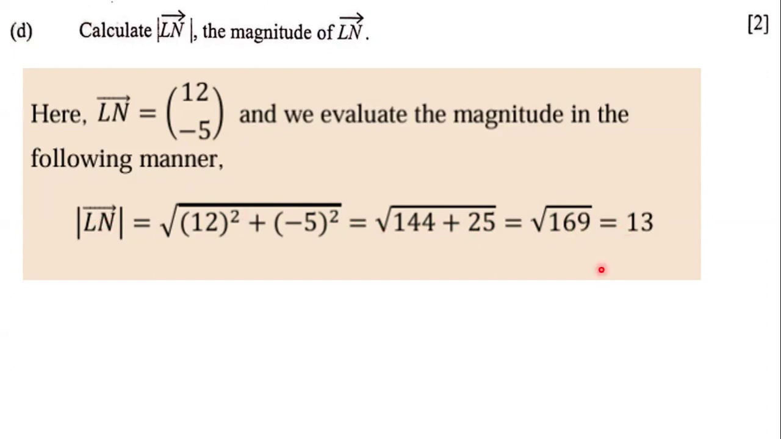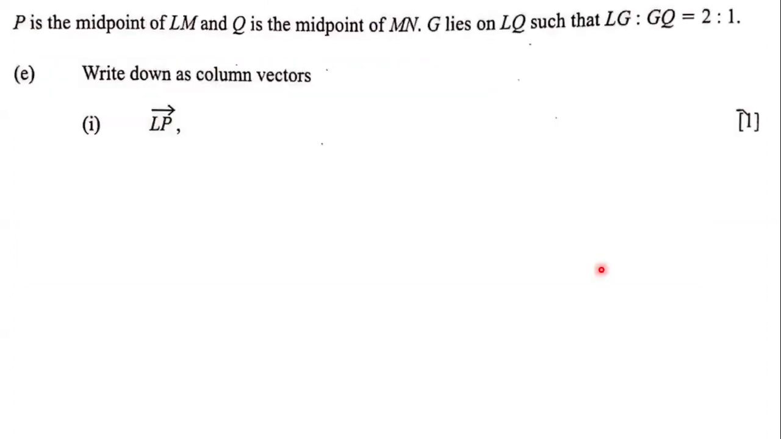Okay, what else do they want us to do? They said that P is the midpoint of LM and Q is the midpoint of MN. G lies on LQ such that LG:GQ is equal to 2 to 1. Write down as column vectors LP.